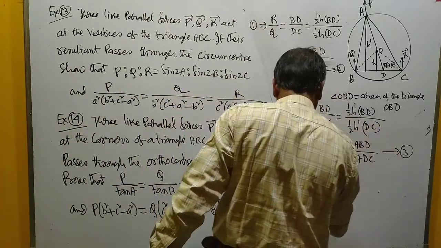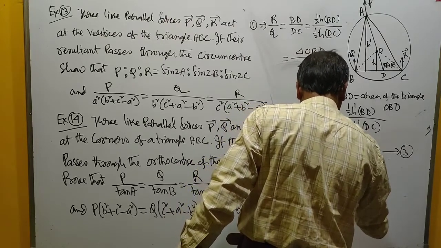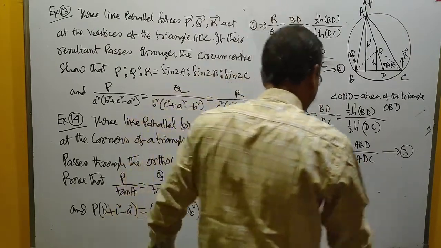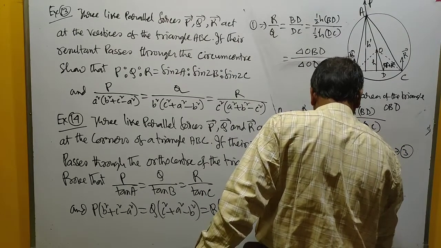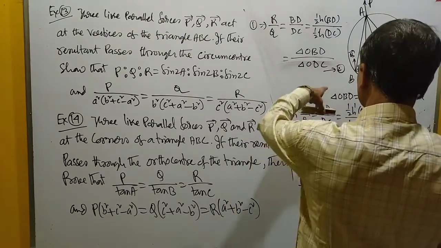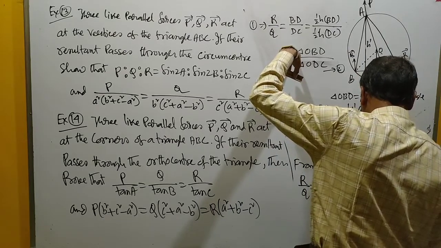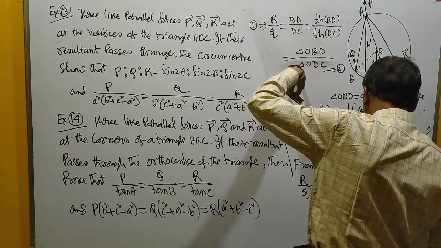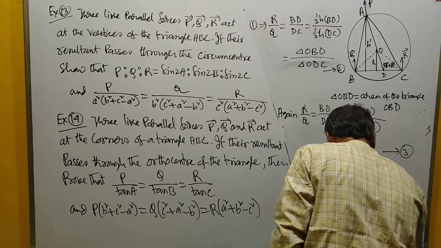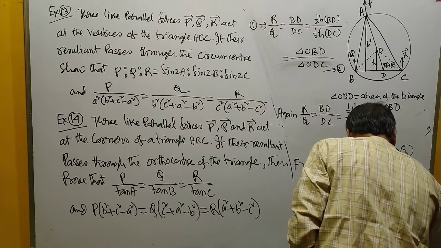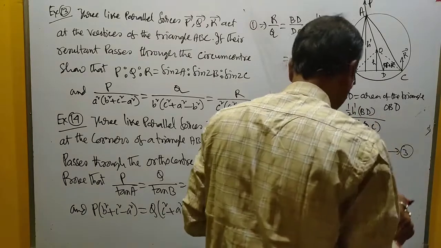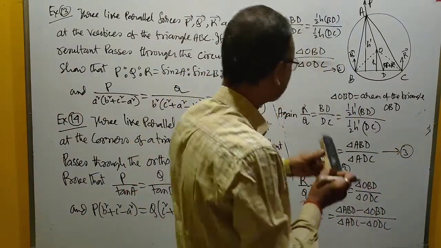From 2 and 3, R by Q equals the area of the triangle ABD over the area of the triangle ADC, equal to the area of the triangle OBD over the area of the triangle ODC, which should be equal to ABD minus OBD over ADC minus ODC, right? This minus this, this minus this.